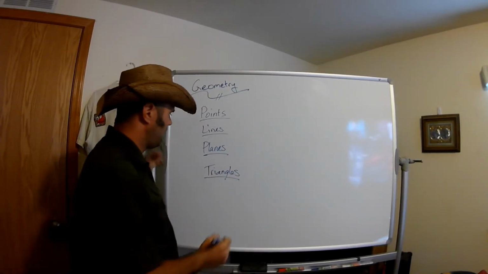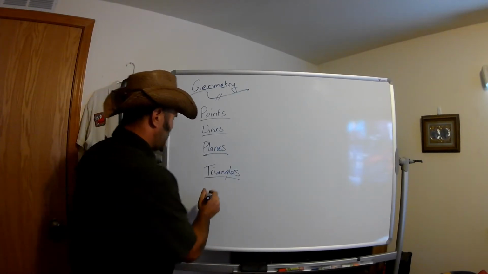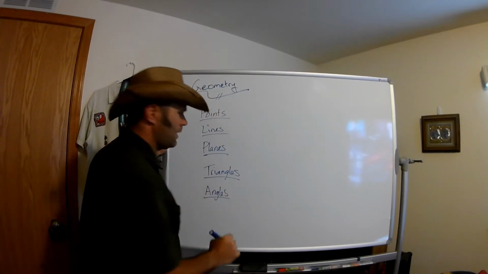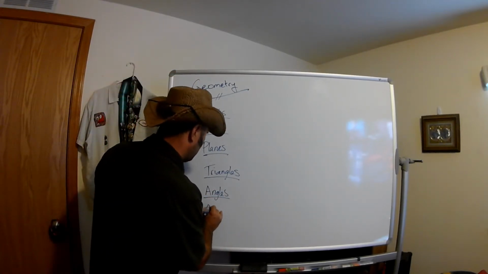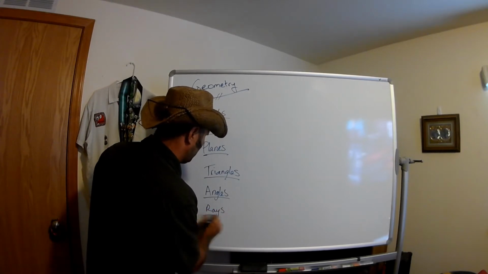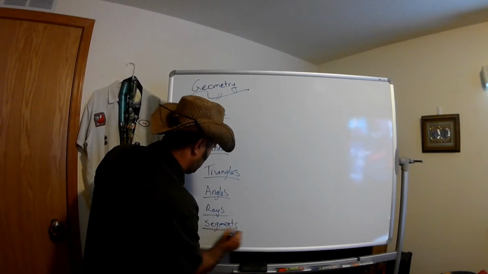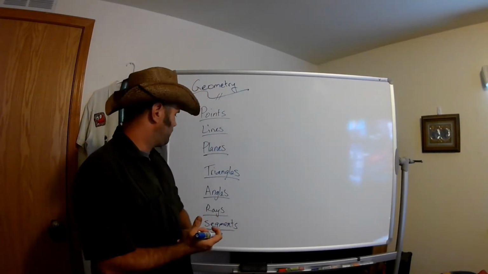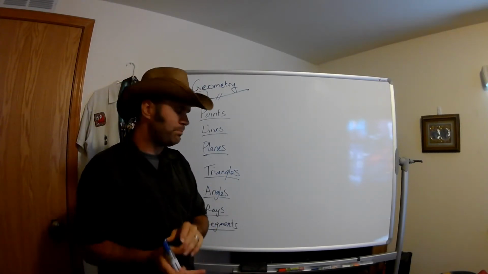and then we're going to look at some less regular shapes. So we're going to look at angles, and then we're also going to look at rays and segments. So if we look at all that, I think we're doing pretty good. It's kind of a long lesson here, but I think it's worth it.